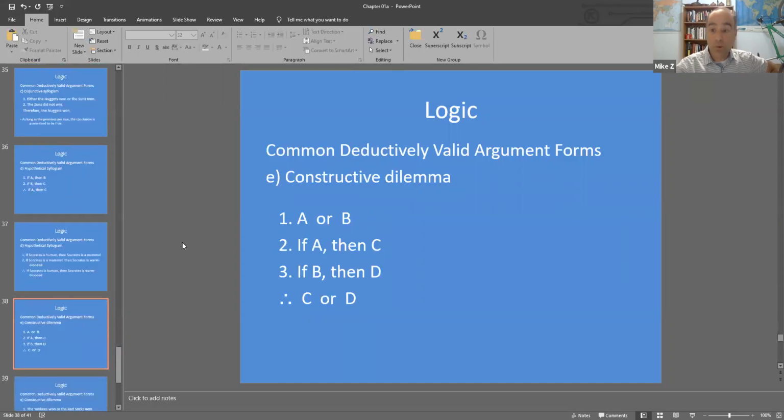Okay, so here's another one. This is the last deductively valid argument form that I'll show you in this presentation anyway. They call this one constructive dilemma. So it's a little more complicated, but as we look at an example, it turns out not to be that difficult to recognize. So the first premise is a disjunction, either A is true or B is true. And then the second premise tells us that if A is true, then C is true. And the third premise tells us that if B is true, then D is true. And so we can conclude that either C or D is true, or both.